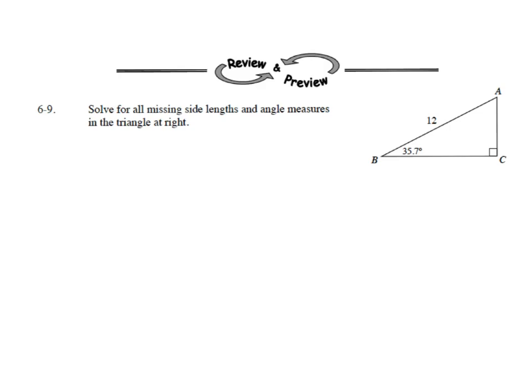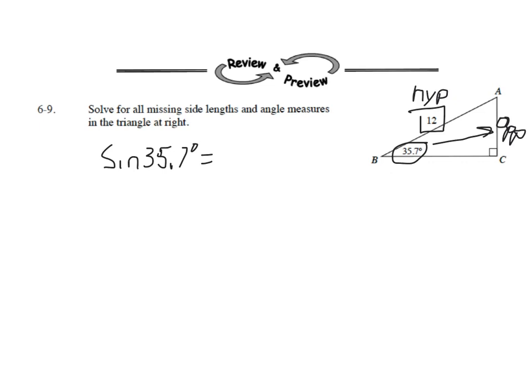Problem 6-9. Solve for all missing sides and angle measures in the triangle at the right. So I have an angle that we're given. I want to find the opposite side and I am given the hypotenuse. Therefore, that's going to be the sine of 35.7 degrees equals the opposite side. I'm going to call that x over 12.